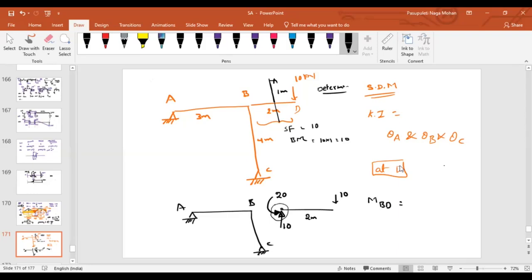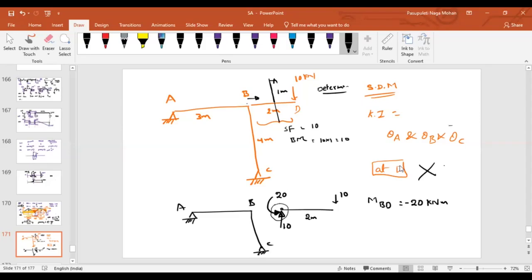How to represent this moment? This is the moment at B towards the side D. So that's why it is the moment at B towards D. How much will it be? 20. According to our sign convention, it is in anti-clockwise direction. As it is anti-clockwise, it is minus 20 kilonewton meter. So wherever there is an overhanging part, we should not consider the unknowns there.